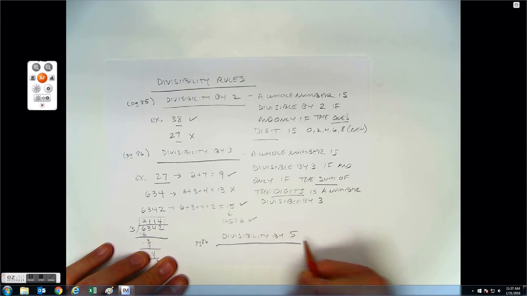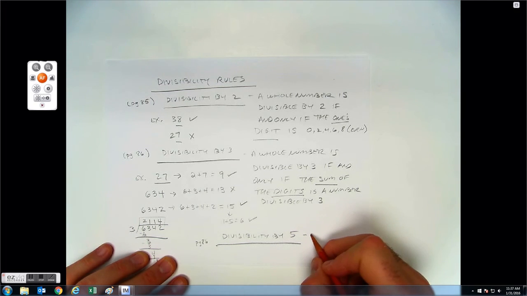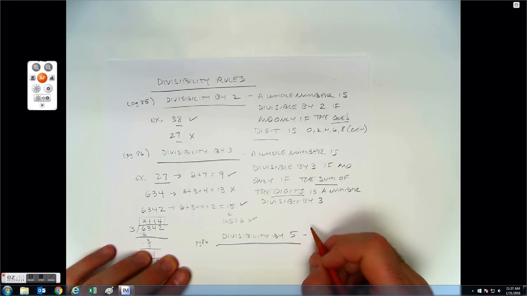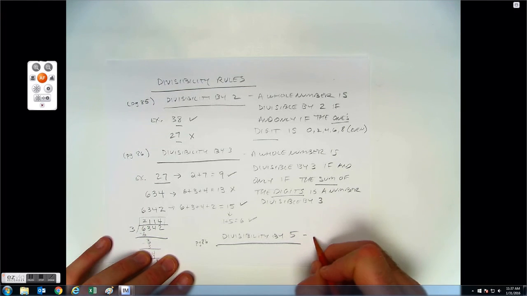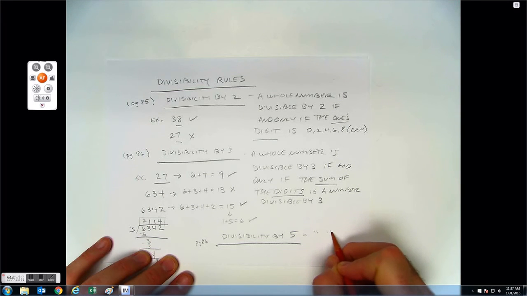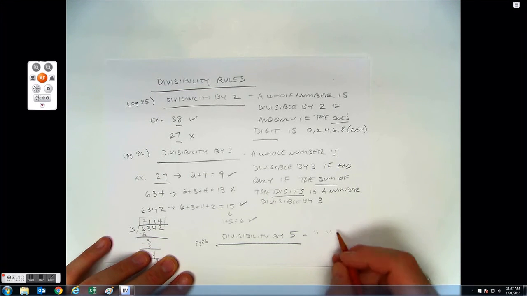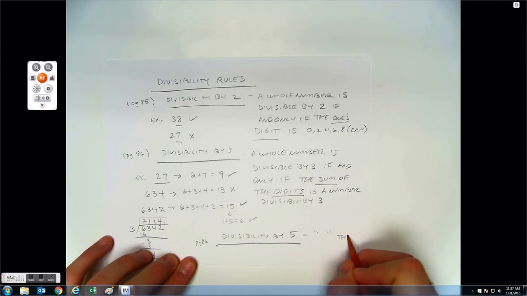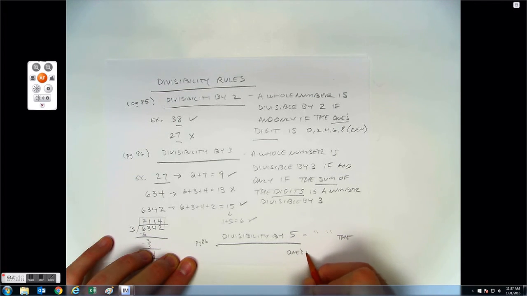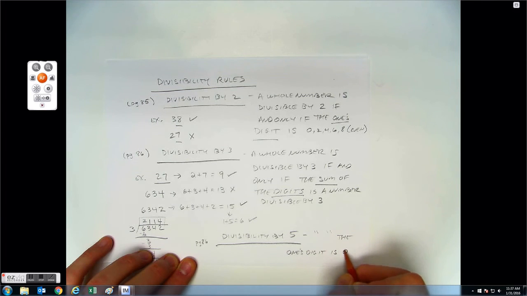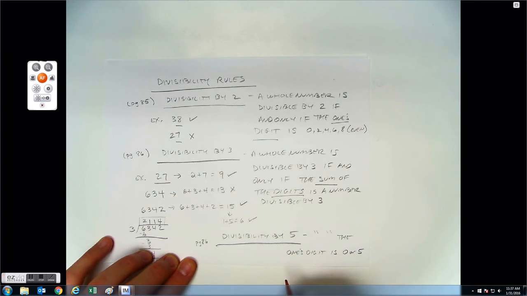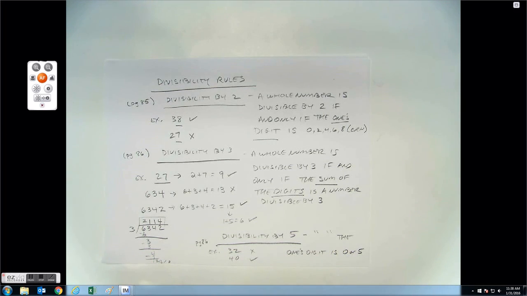Now, divisibility by 5 is very similar to 2 because a whole number is divisible by 5 if and only if, and I'm going to put ditto marks here so you can see that that comes from the 2 or the 3, if and only if the ones digit is 0 or 5. Okay, so example, 32 is not divisible by 5 because the ones digit is a 2, but 40 is because the ones digit is 0. So these are our divisibility rules that are going to help us break numbers down. It's going to be very important moving forward.